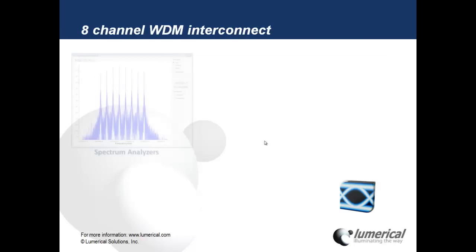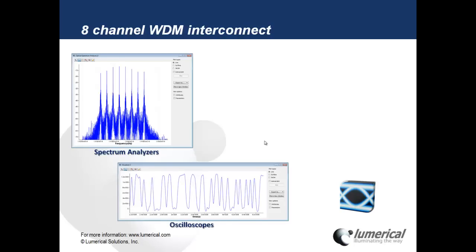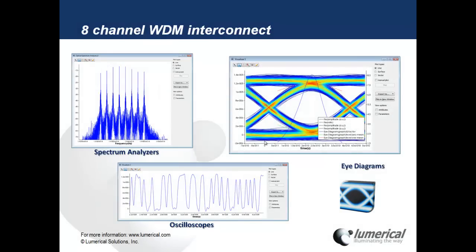Now in terms of results, we have a spectrum analyzer at the output of the multiplexer, and there we can see the 8 modulated channels which are present. We can use oscilloscopes at different positions, and this one is placed at the receiver side, so we're looking at the bit stream after we've gone through the transmitter and into the receiver. And then we have eye diagram calculators which allow us to look at the received signal and measure quantities such as the bit error rate or the Q factor.